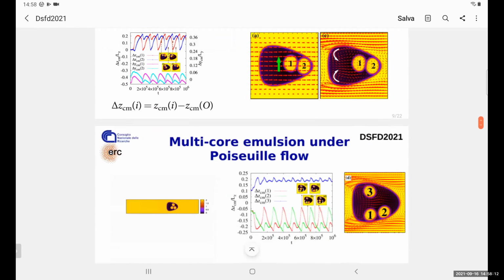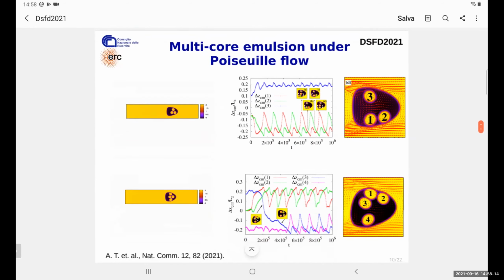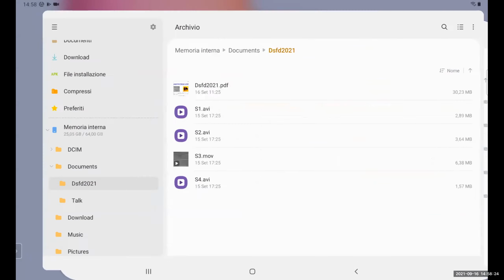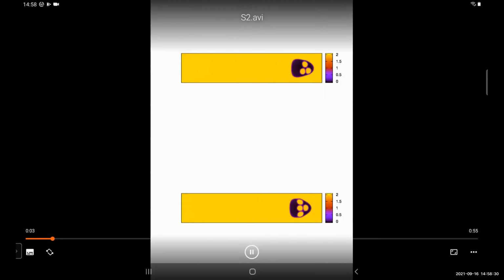Now, what happens if you include more than 2 droplets? Typically you increase the area fraction. So I'm showing another movie in which there are 3 cores and 4 cores. A few seconds. Okay, I'm restarting it. The movie on the top shows the dynamics of a 3-core emulsion.